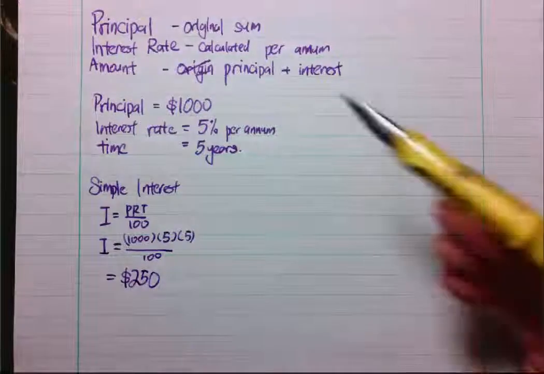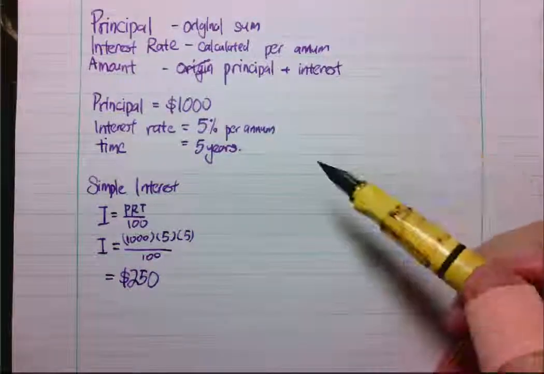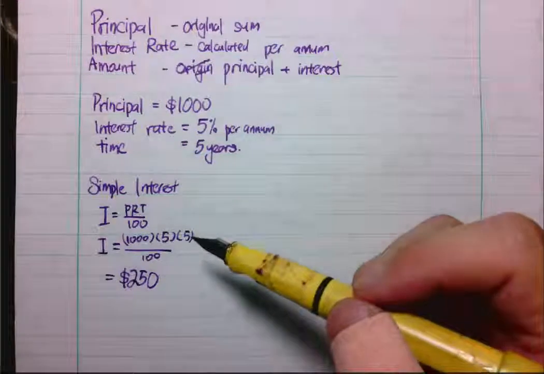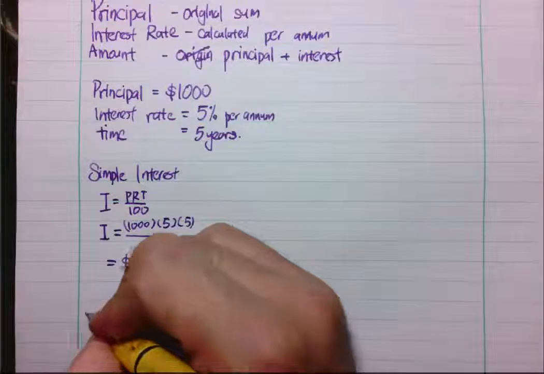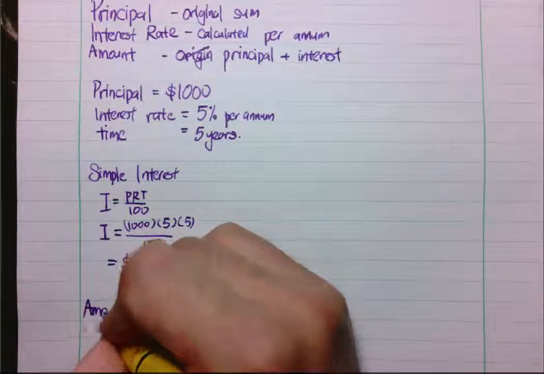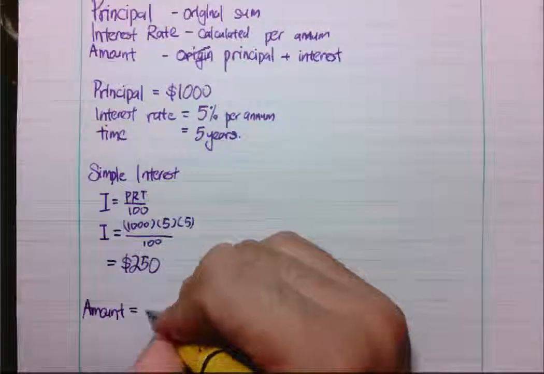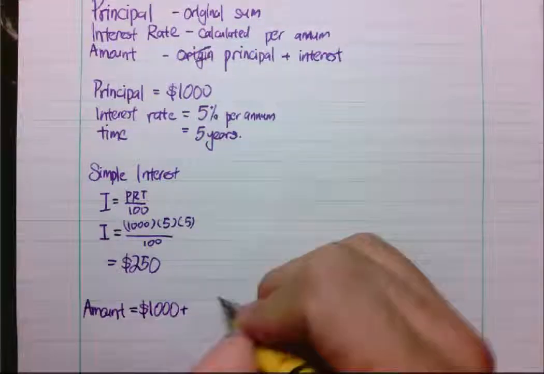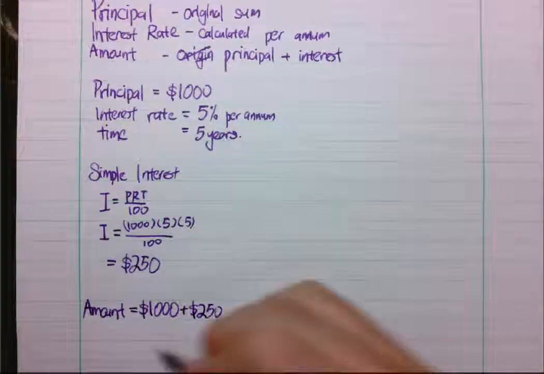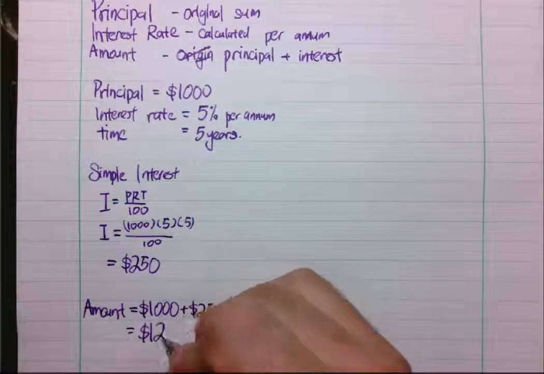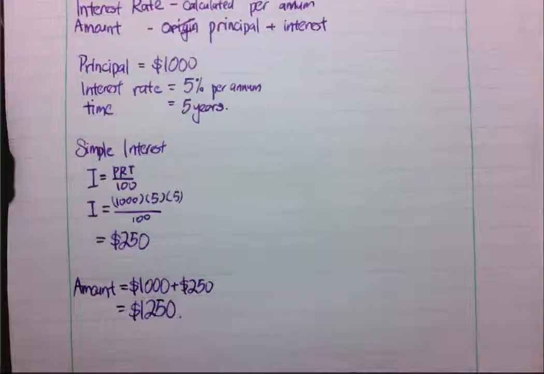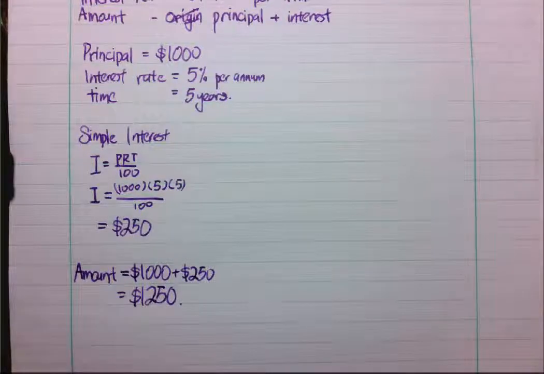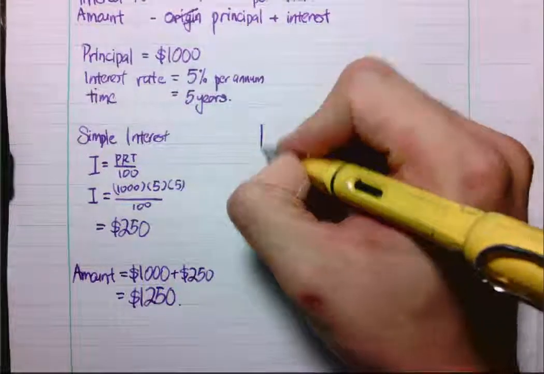So if you deposit $1,000 in the bank at 5% interest per annum, and the bank gives you simple interest, at the end of 5 years the amount that you receive is equal to 1,000 plus 250. So the total amount that you get is 1,250. That is simple interest, which we have learned in Sec 1 or Sec 2.